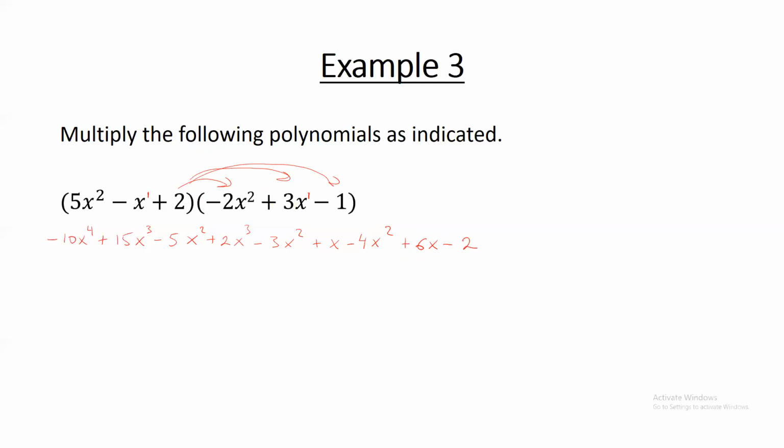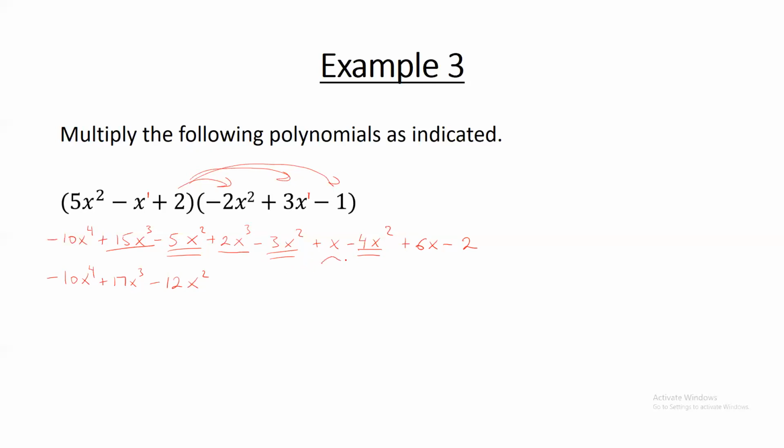And that's our answer, except of course we have some like terms to combine. So our final answer is minus 10x to the 4th. Now we have 15x cubed and 2x cubed. That becomes 17x cubed. For the squares, we have minus 5 and minus 3. That makes it minus 8. And minus 4 is minus 12x squared.